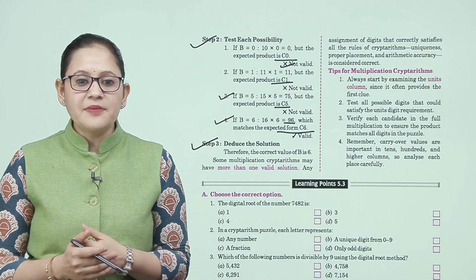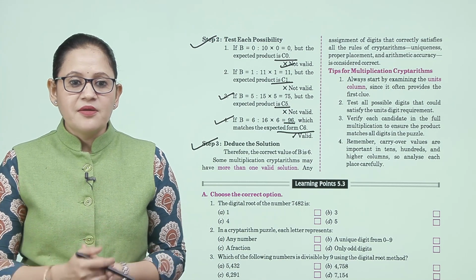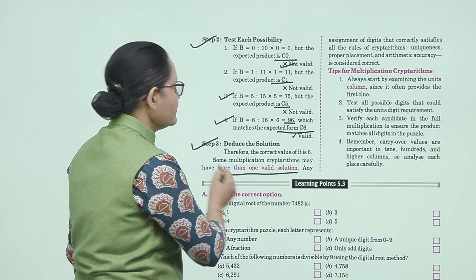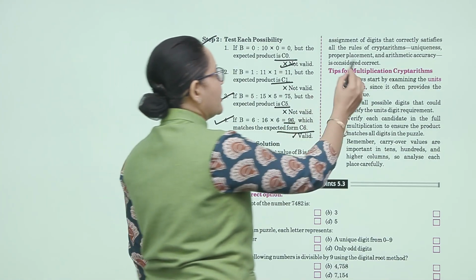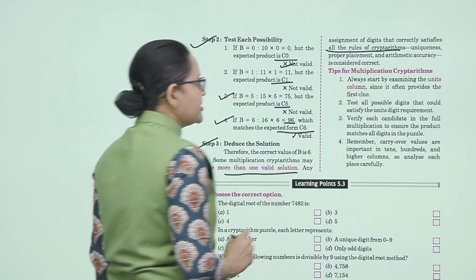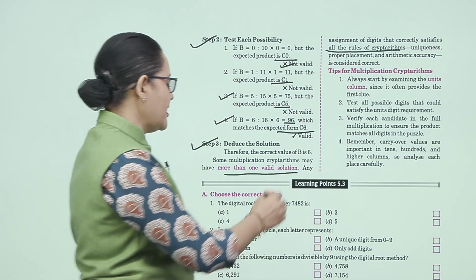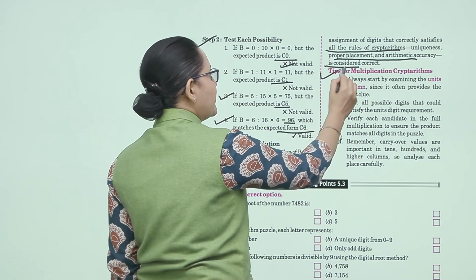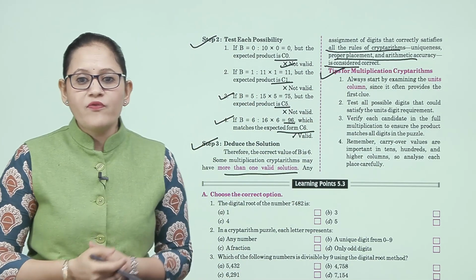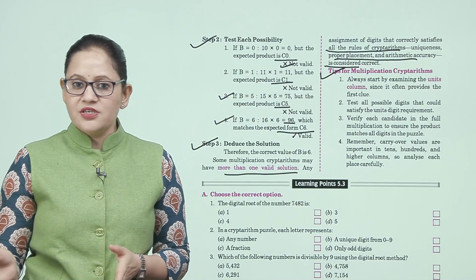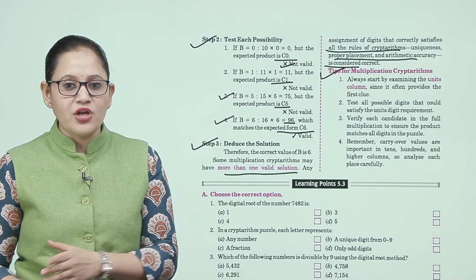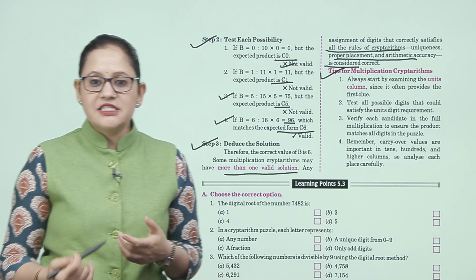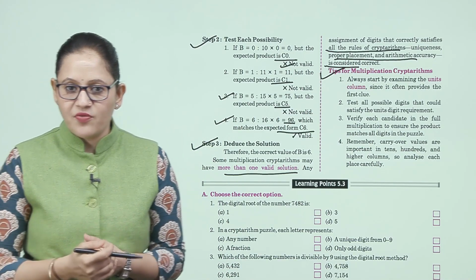Some multiplication cryptonyms may have more than one valid solution. Any assignment of digits that correctly satisfies all the rules of cryptonyms, uniqueness, proper placement and arithmetic accuracy, is considered correct. Tips for multiplication cryptonyms. Always start by examining the unit column, as it often provides the first clue. Test all the possible digits that could satisfy the unit digit requirement.